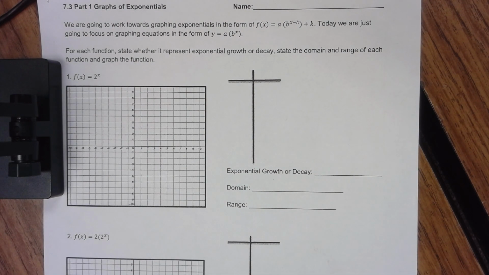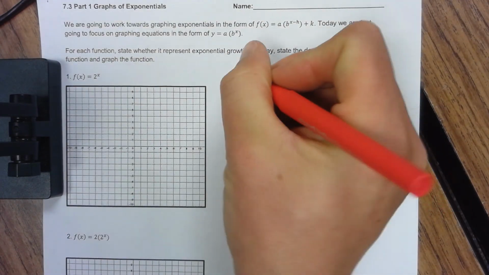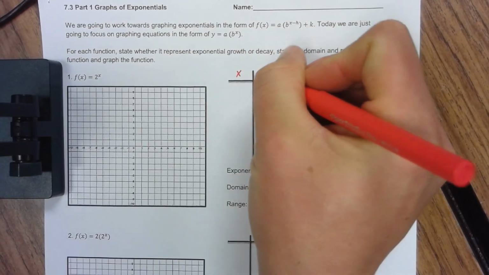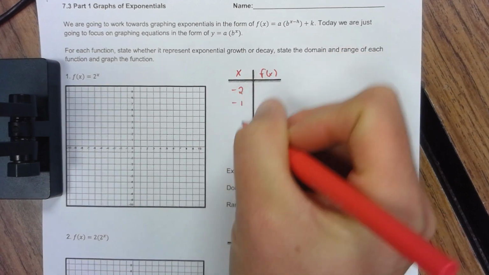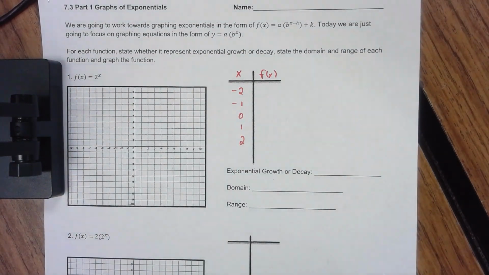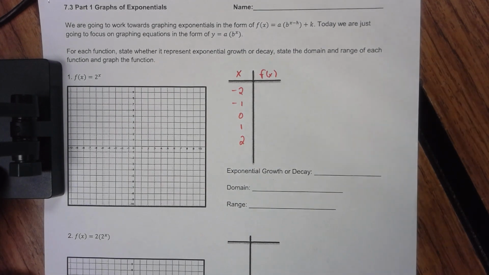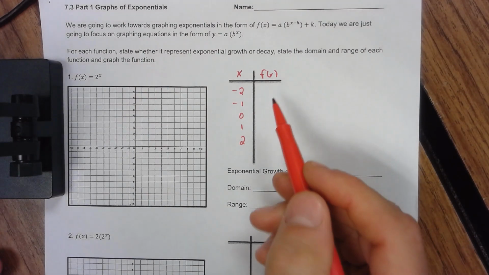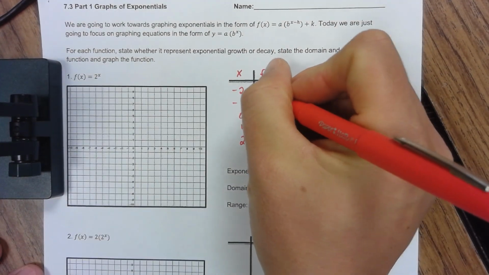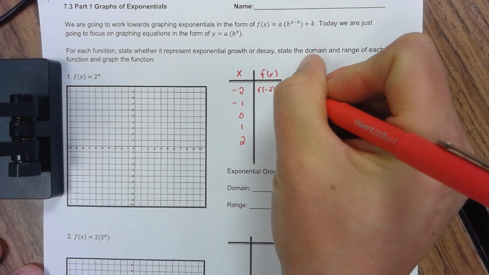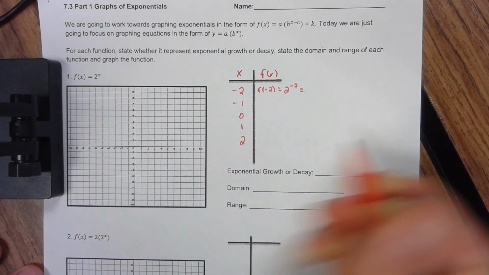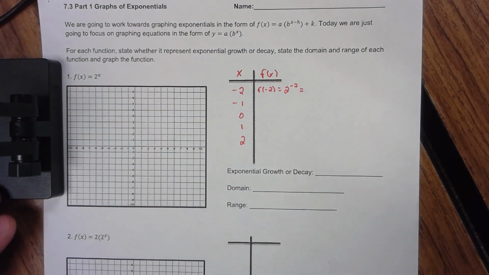And for every single one today, we're going to use the x values of -2, -1, 0, 1, and 2. That'll literally be the exact same 5 values for every graph I ask you to choose today. And I'll talk about why once we piece this all together. So we're going to figure out what is f of -2. That's 2 to the power of -2, which has us using an exponent property.